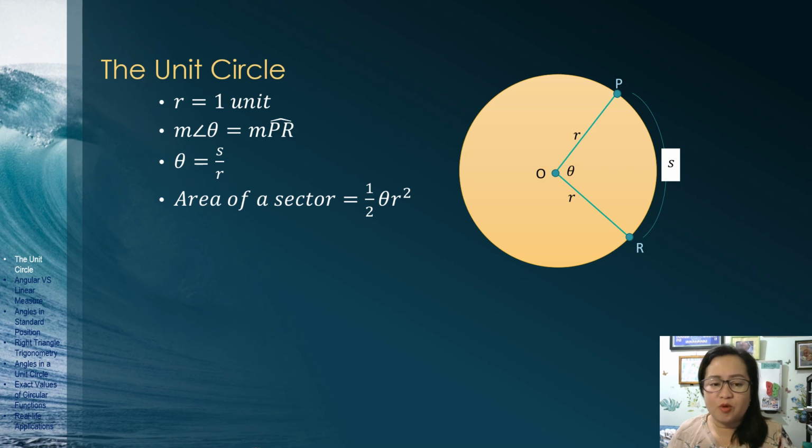And the last property that we are going to study is about the area of a sector. The area of a sector can be found using this formula, which is 1/2 times theta times r squared. Always remember that the angle theta here should be expressed in radian measure.